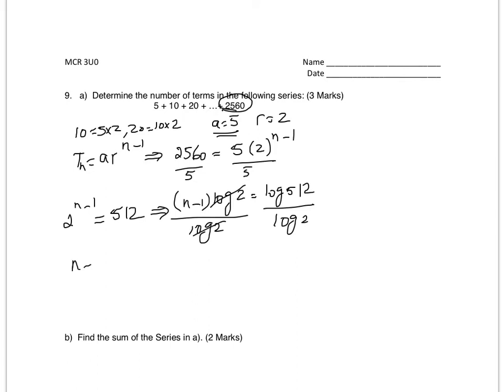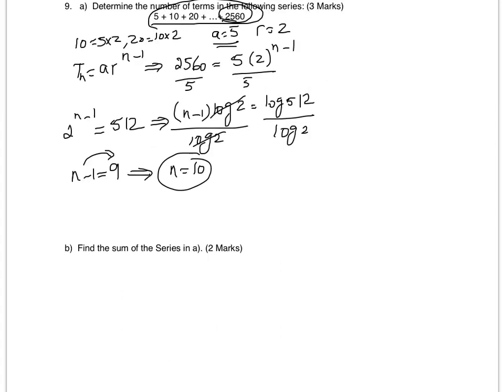I get n minus 1 equals log 512 divided by log 2, which is going to give us 9. If I move negative 1 to the right, I get n is 10. This means that this series is going to have 10 terms. The next part of the question says, find the sum of the series in part A.